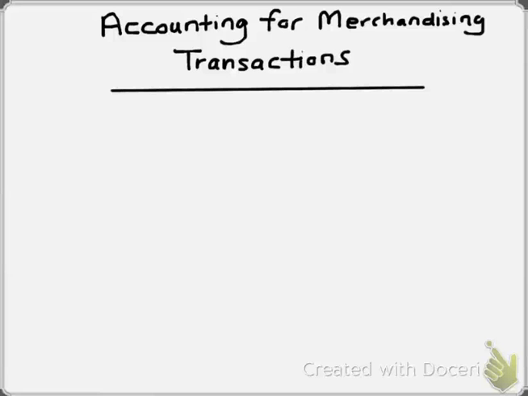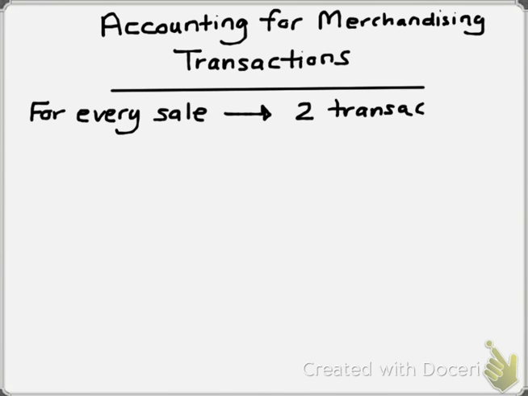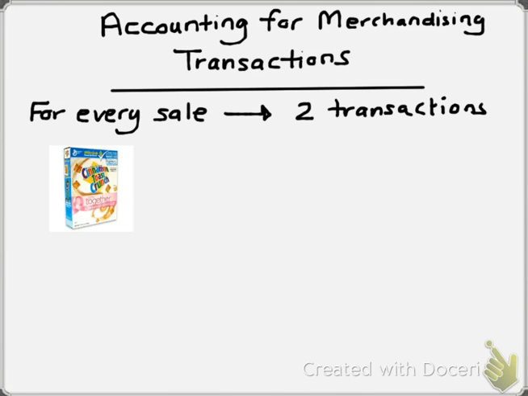Next, we're going to take a look at how a merchandiser accounts for sales transactions. So remember, a merchandiser sells goods, and now we're going to take a look at how they would account for when they sell their goods. Whenever a merchandiser sells their goods, there are two transactions that we always have to account for. So again, for every sale, there are two transactions that need to be recorded.